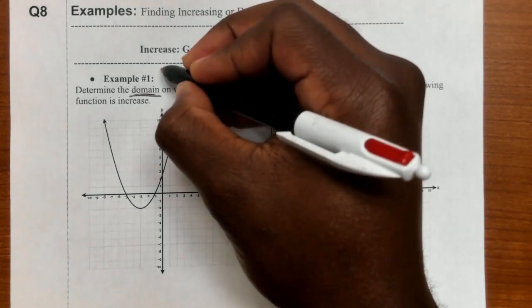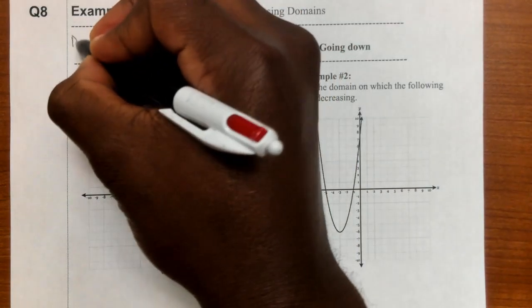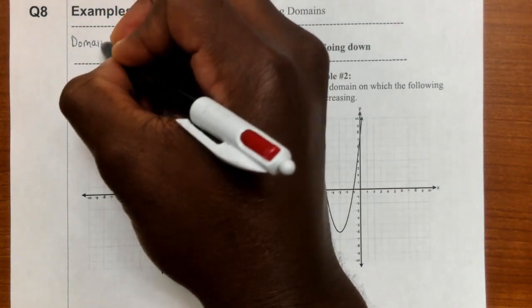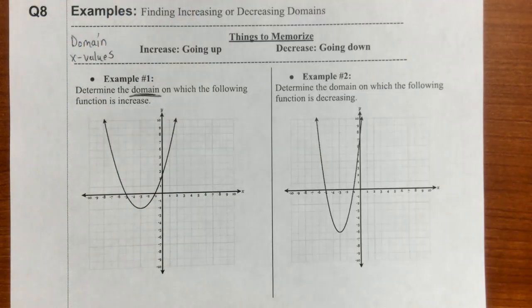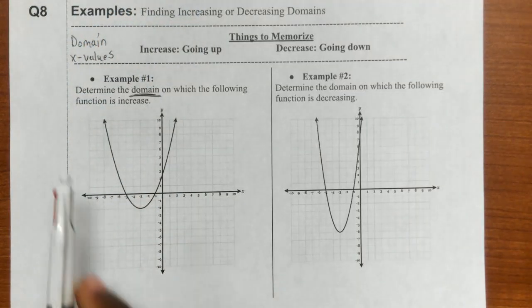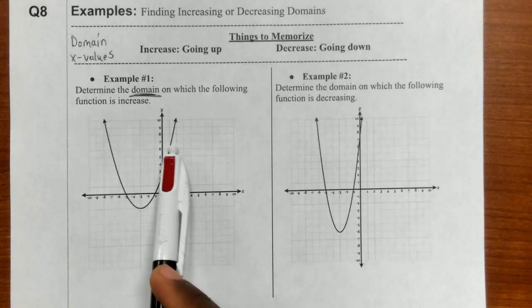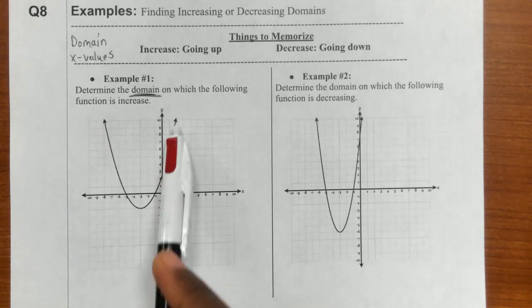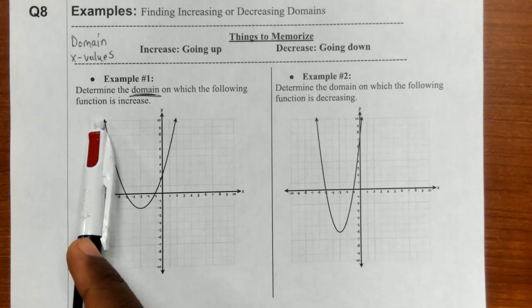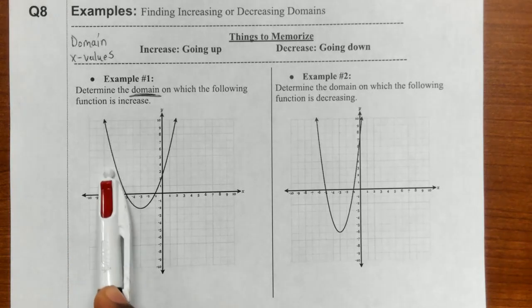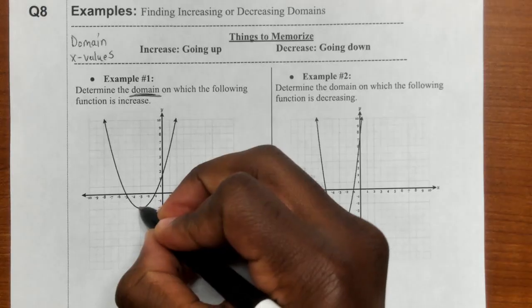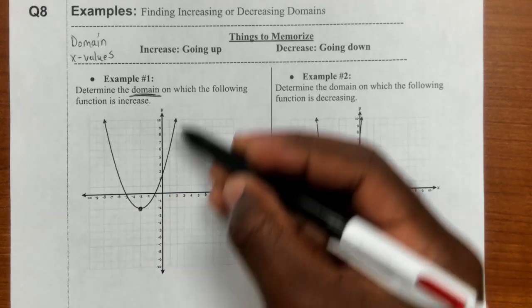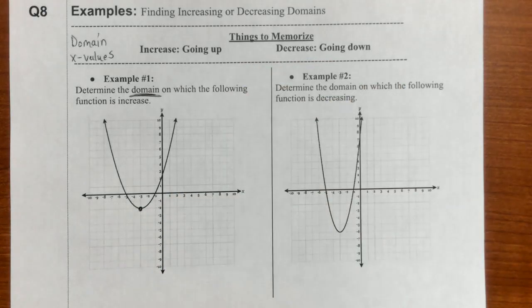So you just need to remember that domain are your x values. Okay? So I need to figure out where it's increasing. All graphs start on the left and on the right, and increase means you're going up. So if I started here and followed my graph, my graph would be going down. But then when it got to this point right here, it started to pivot upwards.